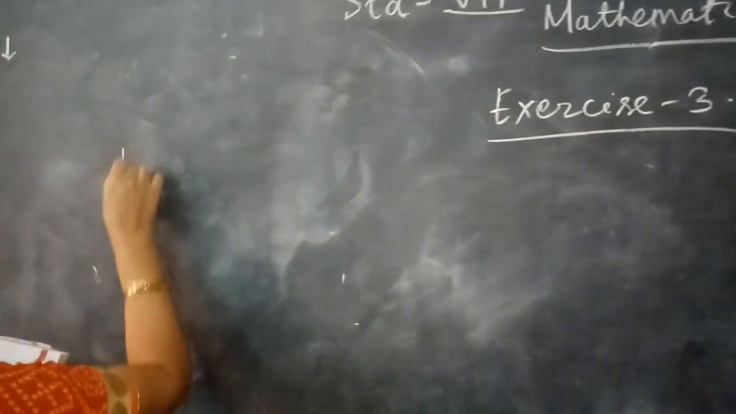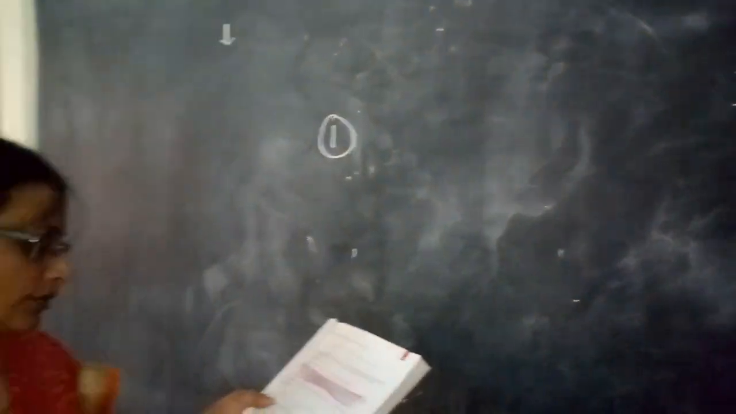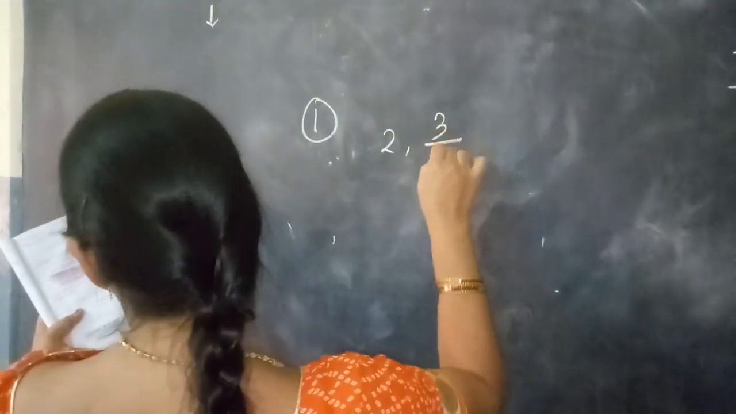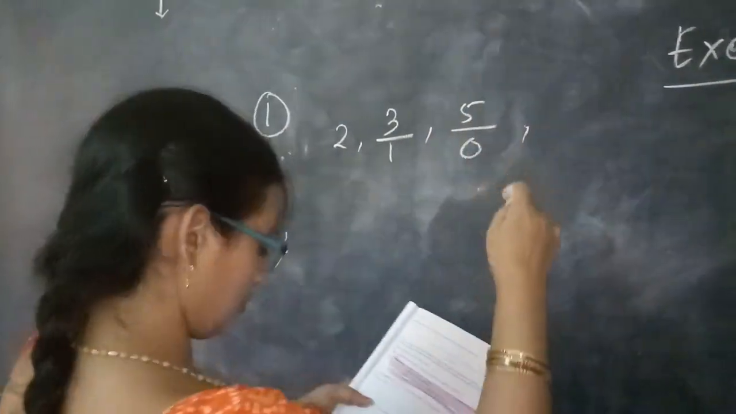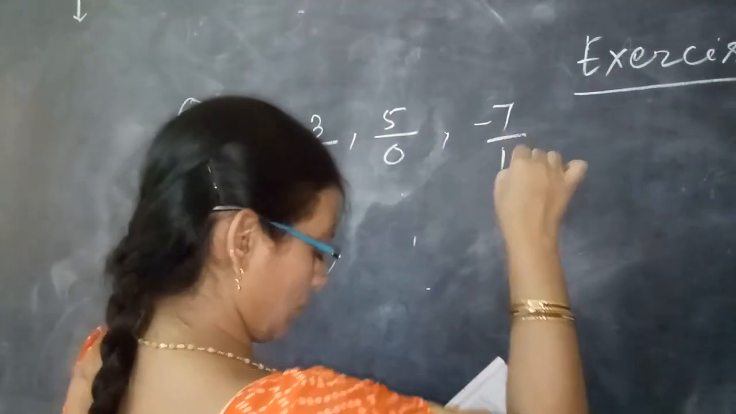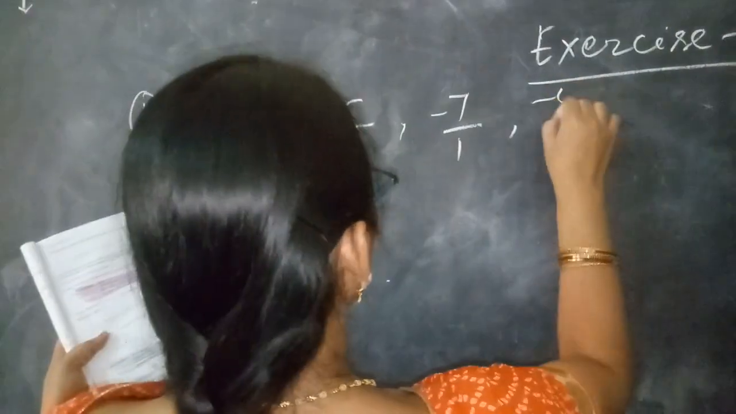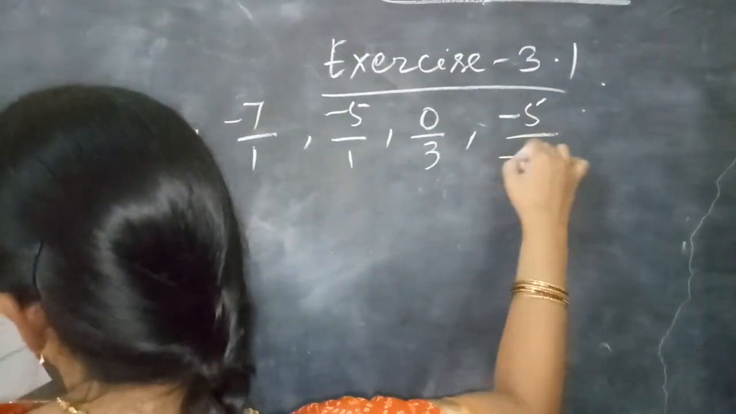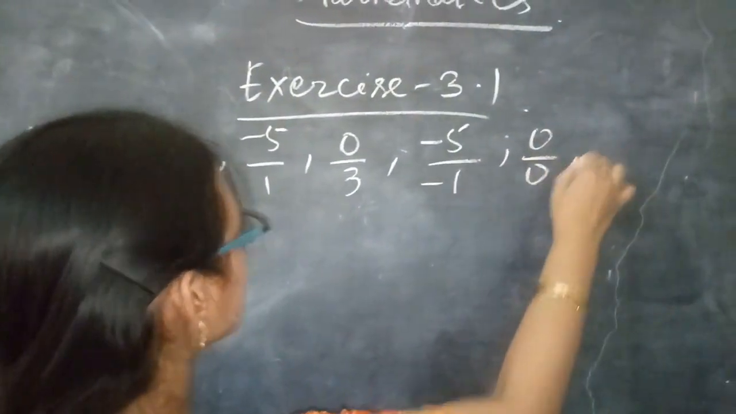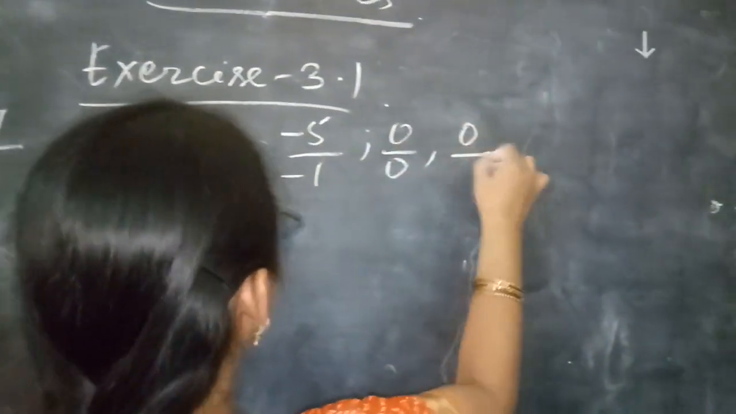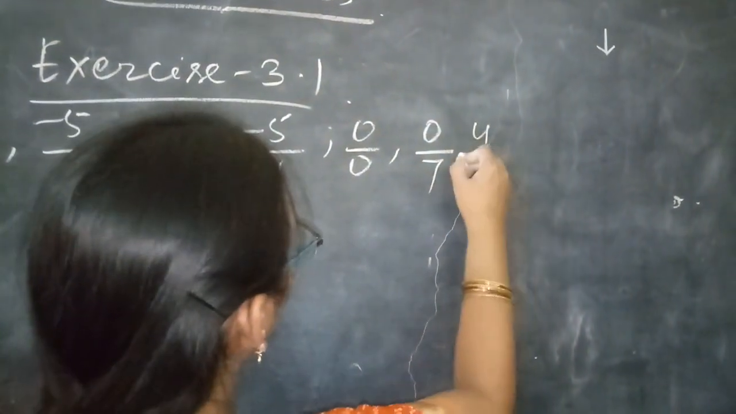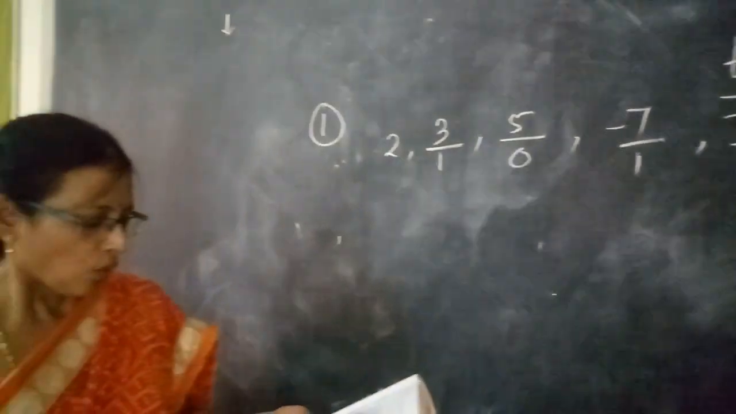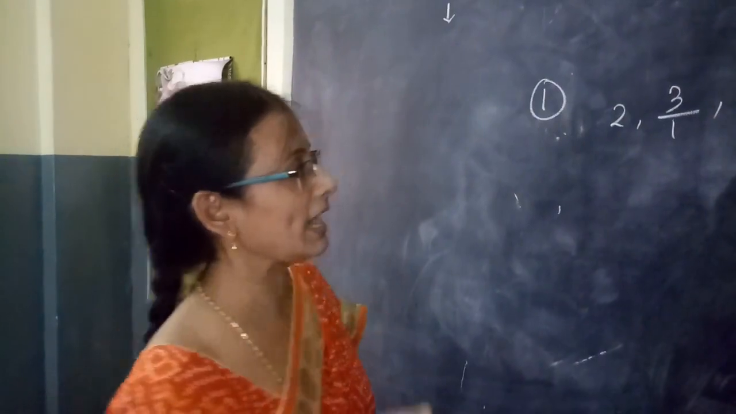First question is, which of the following are rational numbers? 2, 3 by 1, 5 by 0, minus 7 by 1, minus 5 by 1, 0 by 3, minus 5 by minus 1, 0 by 0, 0 by 7 and 4 by minus 1. Which of the following are rational numbers?